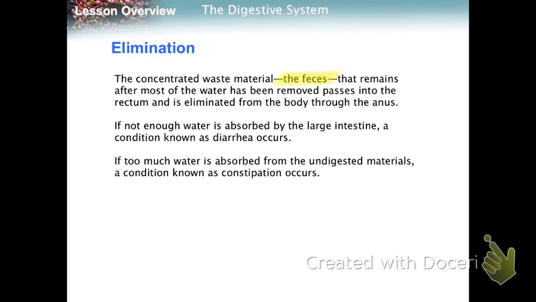Feces is what the concentrated waste material is called, and that remains after most of the water has been removed. It is eliminated from the body through the anus. If not enough water is absorbed by the large intestine, a person will end up with diarrhea. If too much water is absorbed, then constipation happens.